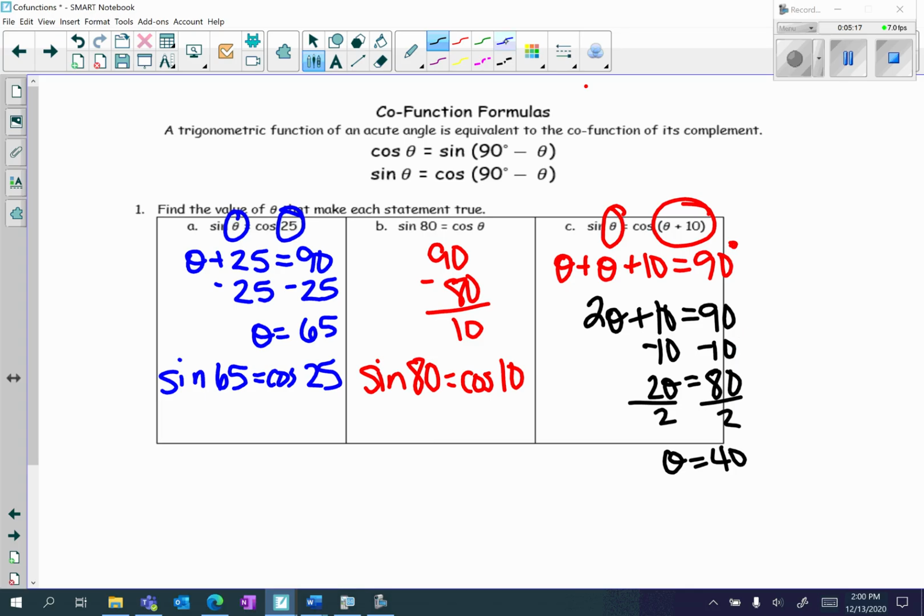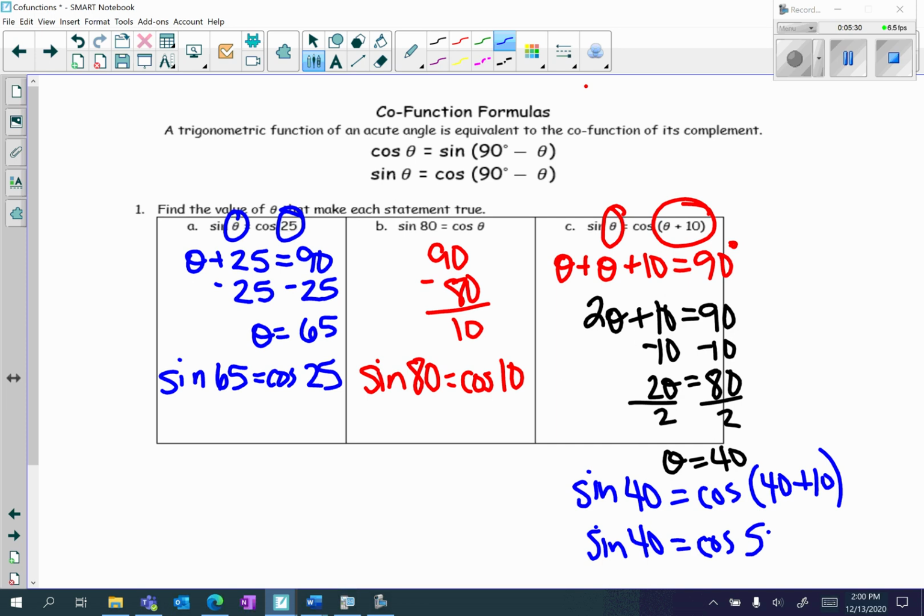So why don't we substitute to make sure this is correct? So we have sine of 40 is equal to cosine of 40 plus 10, which is really sine of 40 is equal to cosine of 50. We can double check, 40 plus 50 is equal to 90. So in fact, this does work.